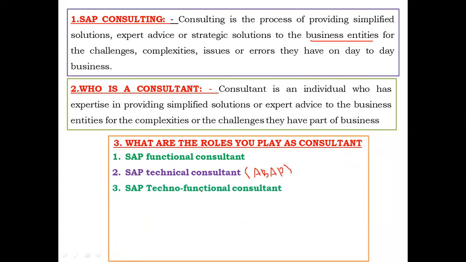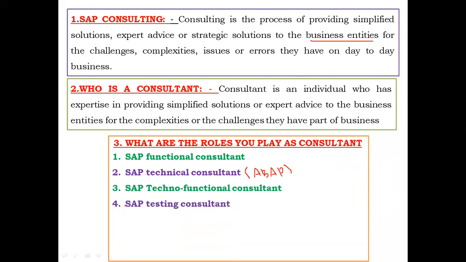Next, techno-functional consultant. By the word itself, the person who is familiar with respect to technical as well as functional, such a consultant we call a techno-functional consultant.